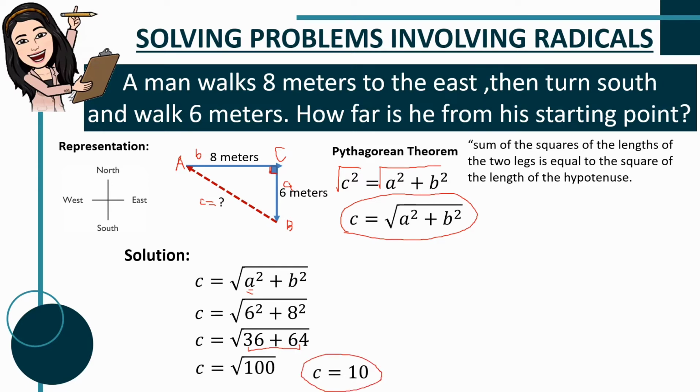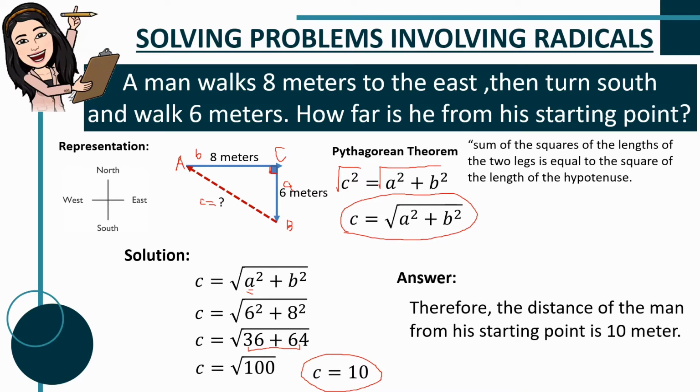So, ito ba yung hinahanap natin? Tama ba? Okay, sabi dyan, how far is he from his starting point? So, therefore, the distance of the man from his starting point is 10 meters. Okay? 10 meters po yan. So, let us use its unit of measurement. Kung ang ginamit ay meters, kailangan yung final answer natin should also be in that unit. Okay? So, C is equal to 10, or the distance of the man from his starting point is 10 meters.